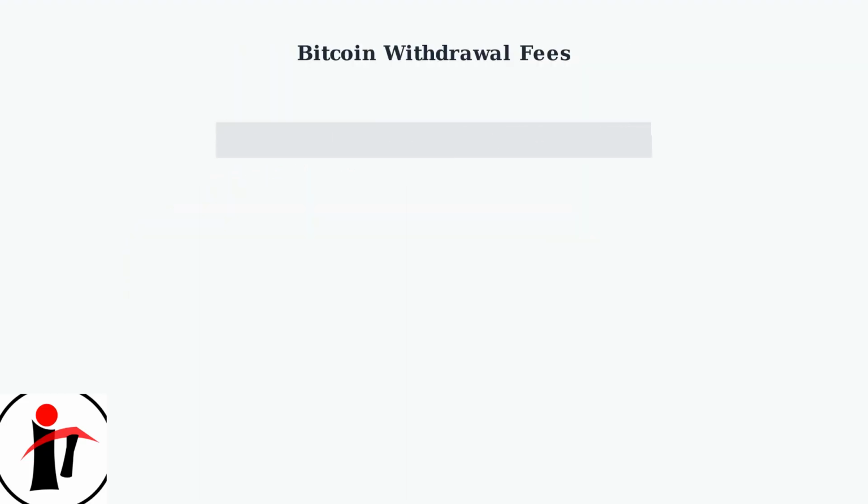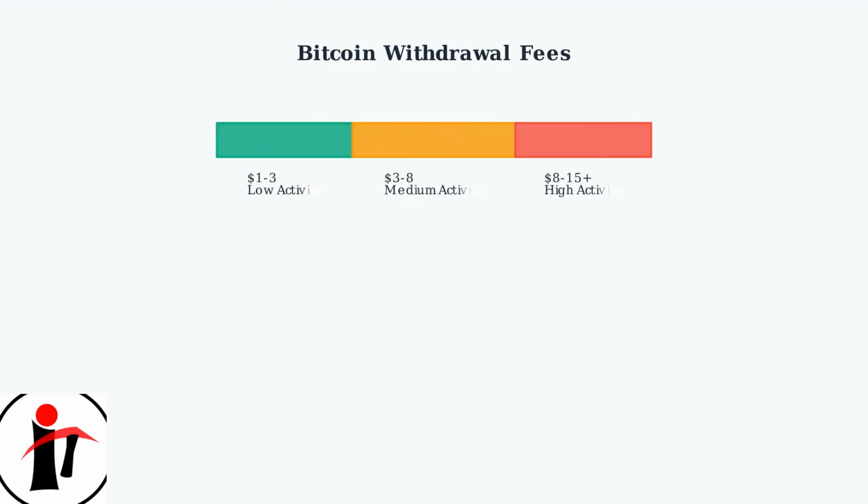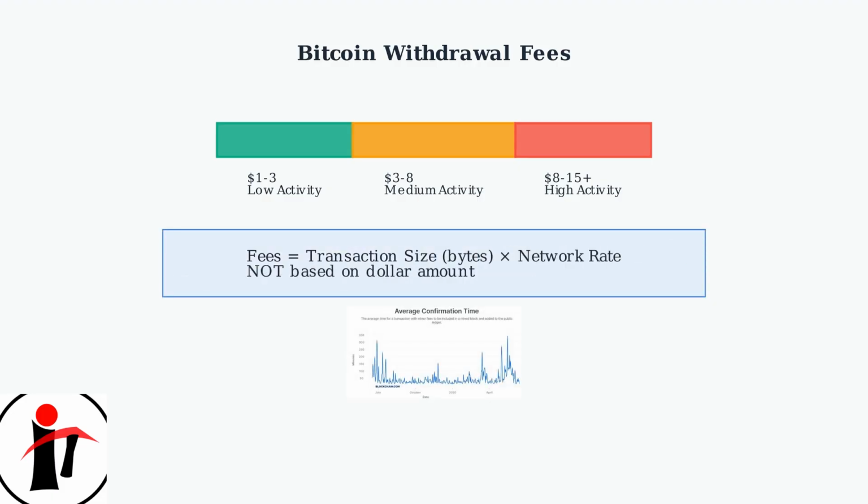Cash App uses dynamic Bitcoin withdrawal fees that adjust based on network congestion. These fees typically range from $1 to $15 per transaction, but can vary significantly during high network activity periods. Important to understand, fees are calculated based on transaction size in bytes, not the dollar amount you're sending. This means sending $10 or $10,000 could have the same fee.